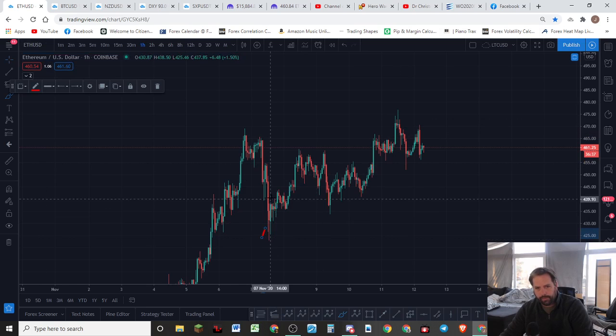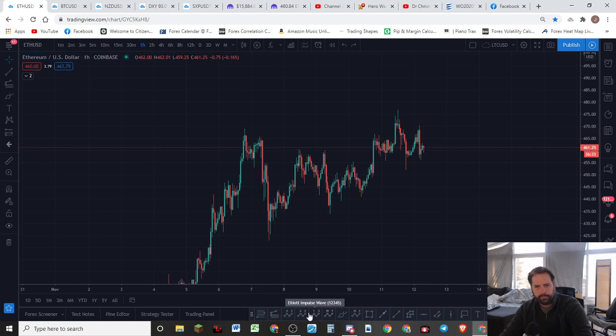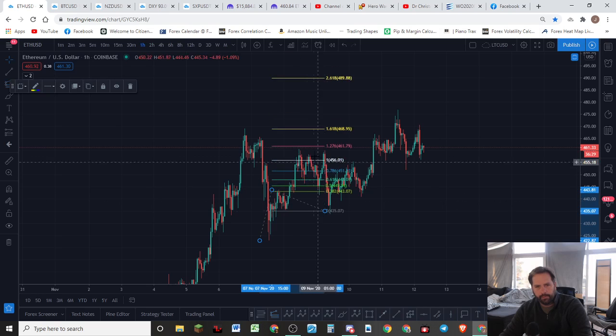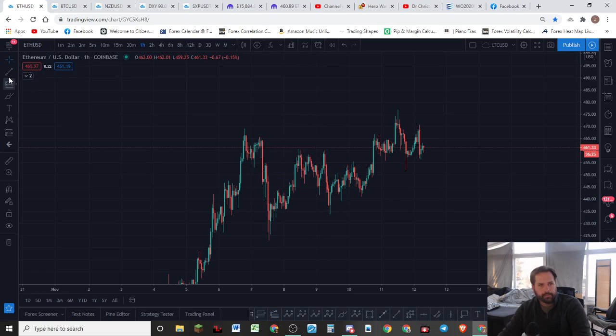So if I measure the first wave right here, well, I've got to get the right tool. So let's try it. There we go. If I measure the first wave, boom, that's a 1-to-1, 1.27 extension. Beautiful. Okay, let's measure the second wave.